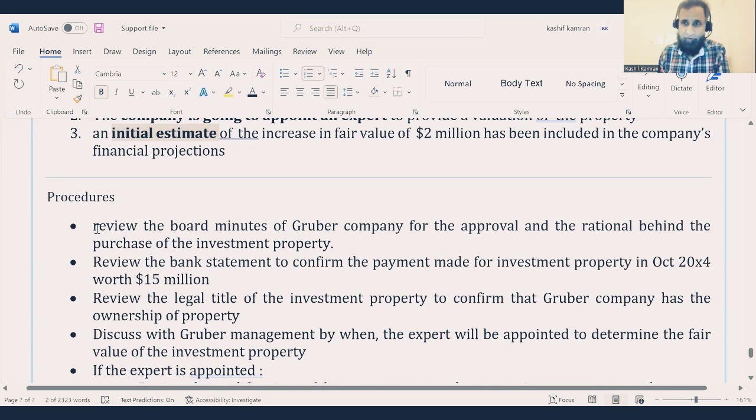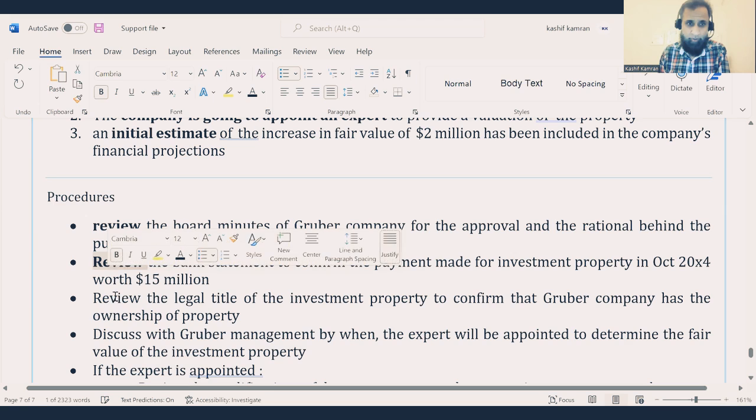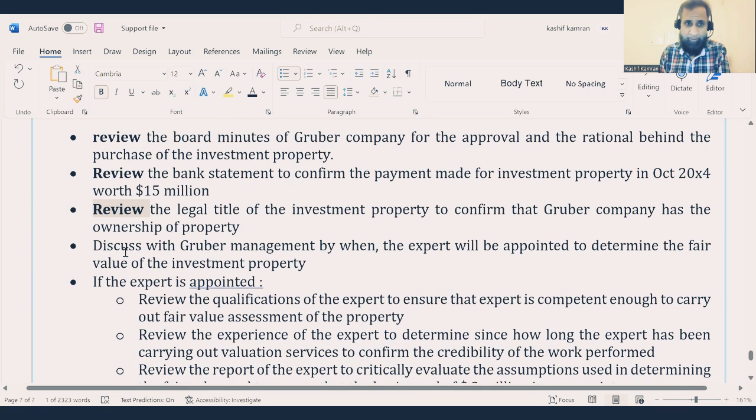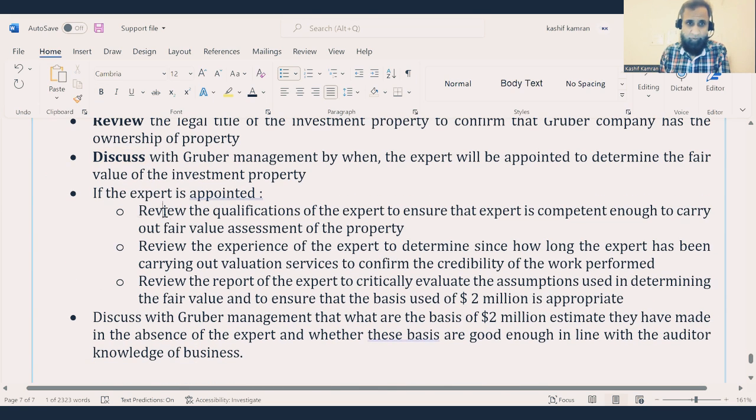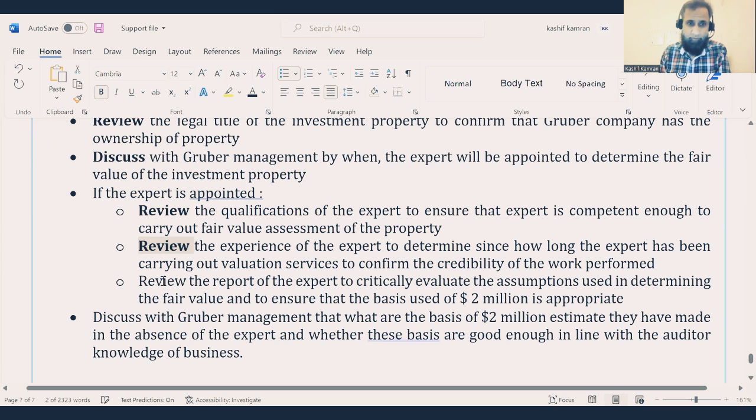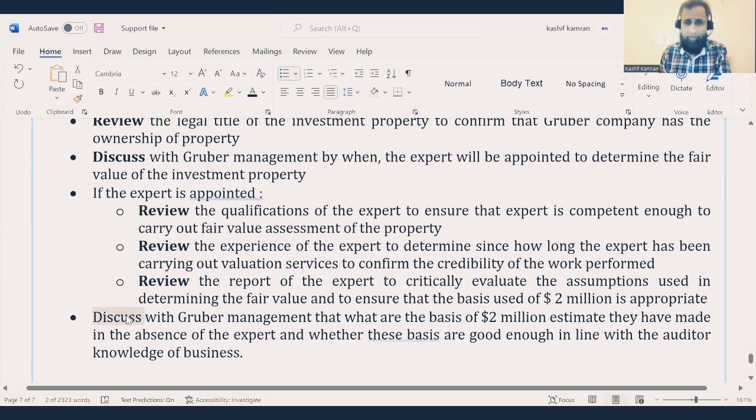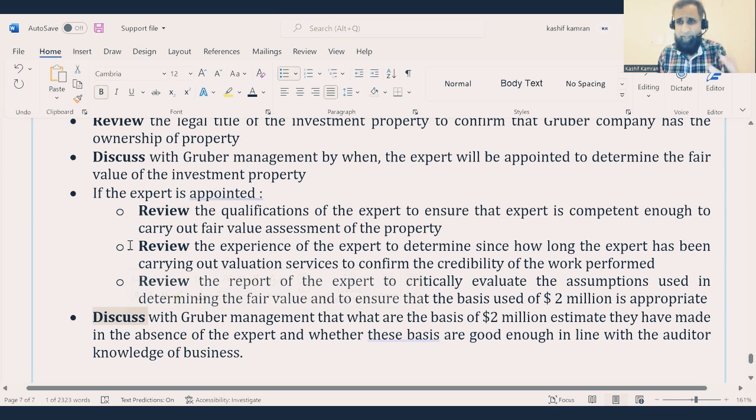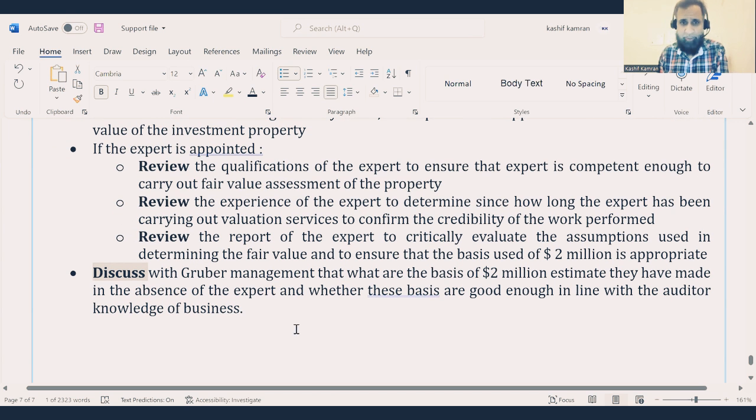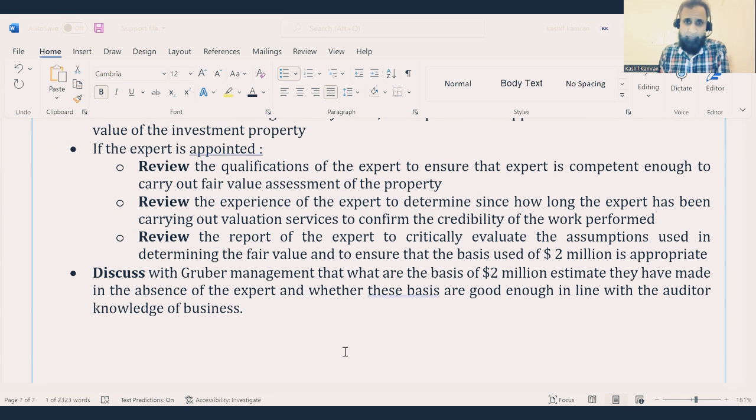And see, every procedure is starting with an action: discuss, review, review, review, discuss. You can recalculate the assumptions. You can recalculate the working of the expert. It's totally up to you. Yes, you can include a procedure on assessing the independence of the expert as well.